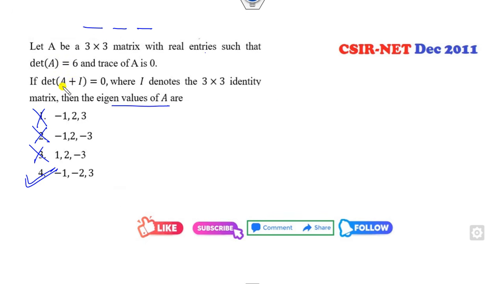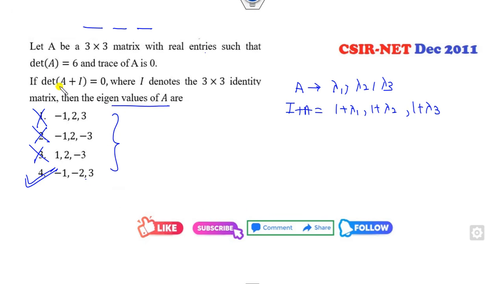Otherwise, if you want to check, A has the eigenvalues lambda 1, lambda 2 and lambda 3. What are the eigenvalues of I plus A? Fine, determinant is 0. So if you add them, look at that. My answer is this. If I add them, 1, it will be 0. Minus 1, 2. Again, you can see that determinant is 0. Based on these two properties, I can easily discard the options.